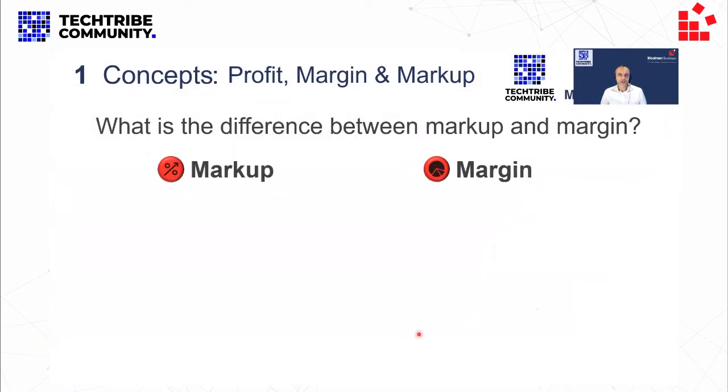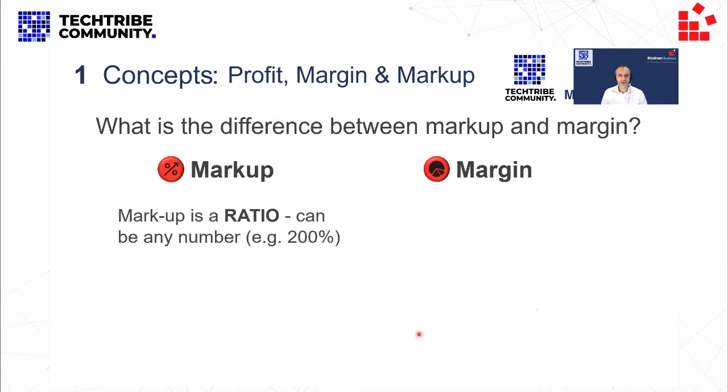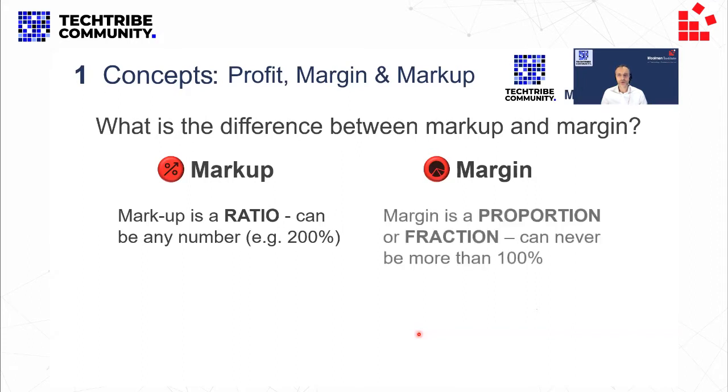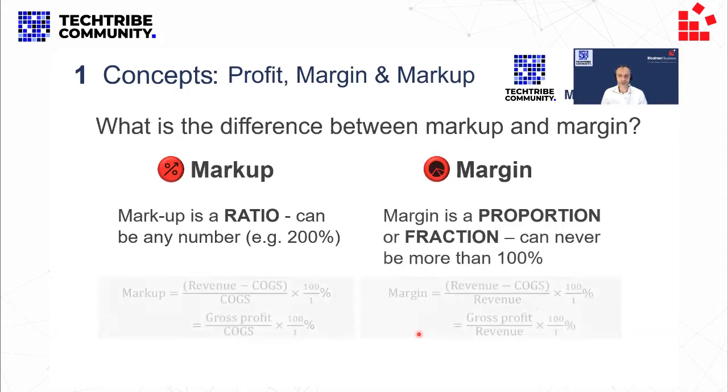So we've now covered the difference between profit and margin, but what's the difference between markup and margin? People throw these around and there's a lot of confusion about these two. I prefer margin, but I'll get to the reason why just now. Markup is a ratio. It can be any number. It can be more than 100%. Whereas margin is a proportion or a fraction. It can never be more than 100%.